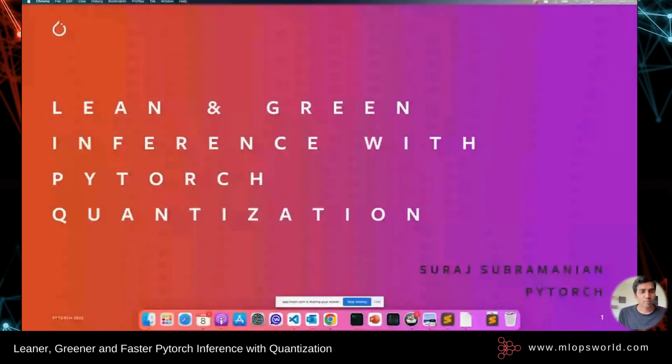So, all right, welcome, folks. We're going to start the presentation and the workshop now. Today's workshop is going to be about having more efficient AI inference using PyTorch quantization libraries.